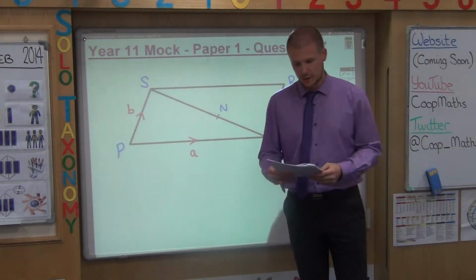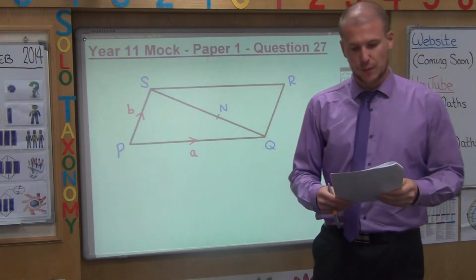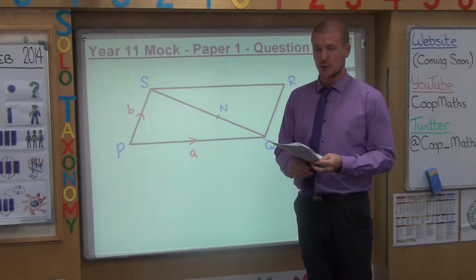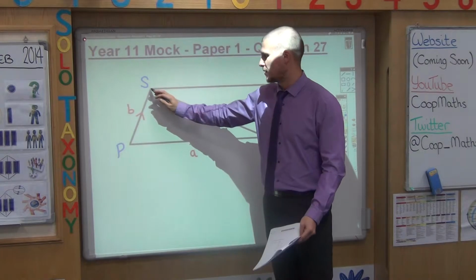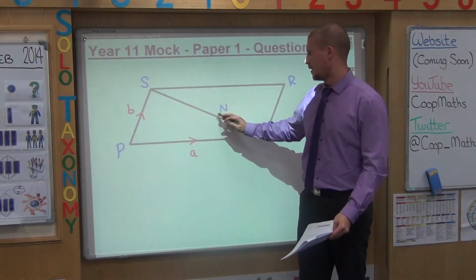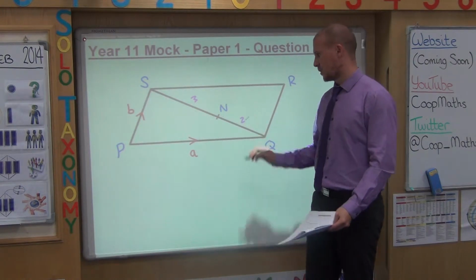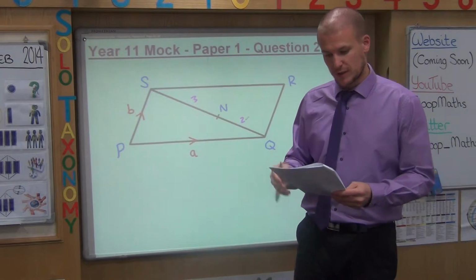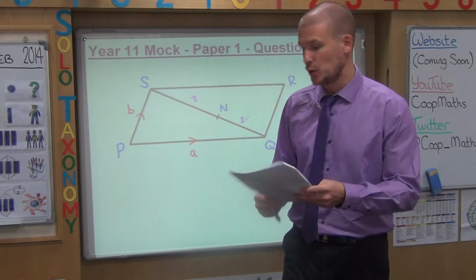Paper 1, question 27. PQRS is a parallelogram, N is the point on SQ such that SN to NQ is 3 to 2. So in layman's terms, it basically means that from here to here, if its length was 3, then N to Q, its length is 2, and more on that in part B. For now though, it says write down, in terms of A and B, an expression for SQ.